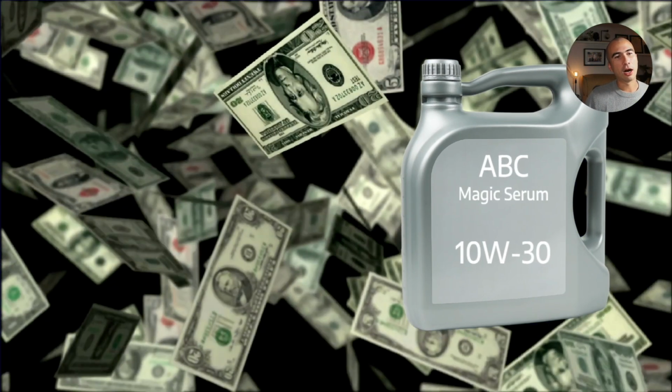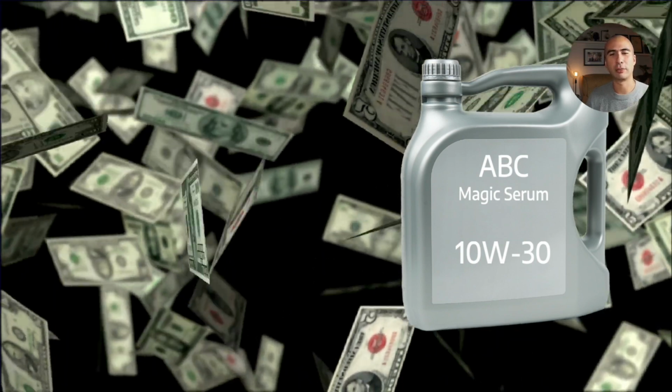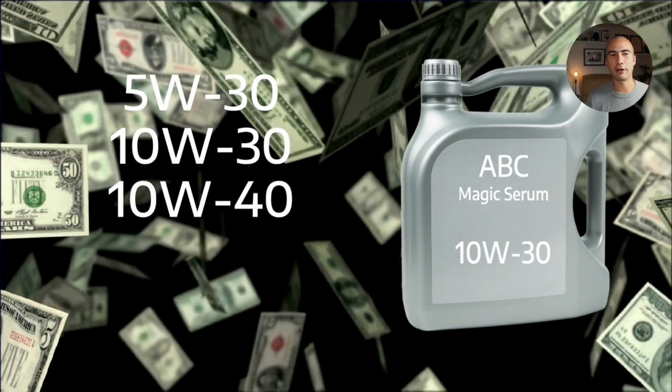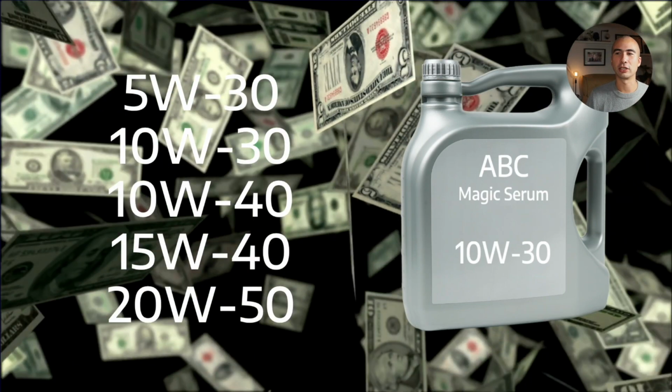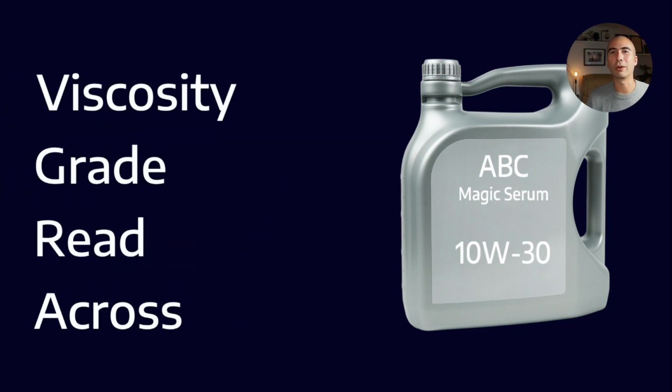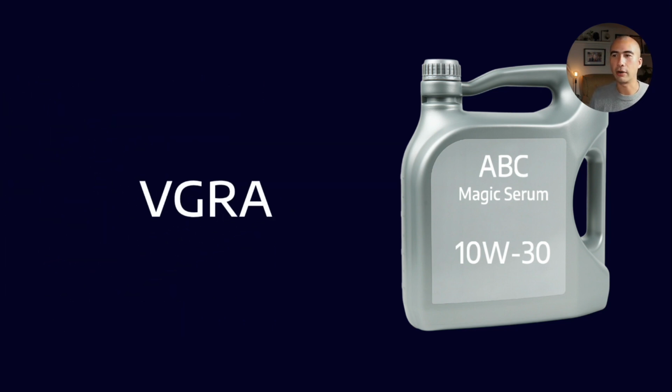Now, the other thing is, I've spent a lot of money on developing this 10W30. It doesn't make any sense that I would just sell one product. I would also want to sell a 5W30, a 10W40, a 15W40, a 20W50, right? I want to get bang for my buck here. So can we do that? And the answer is yes. It's this concept that's called Viscosity Grade Read Across, or just VGRA for short. Basically this concept says that if I develop a formulation at a low viscosity, I can pretty much take that same concept and apply all the different approvals to higher viscosity grades.